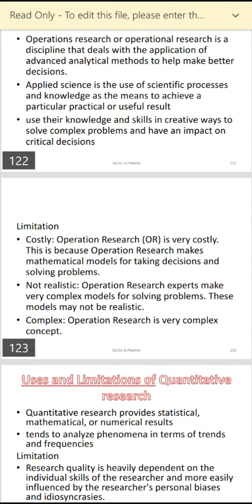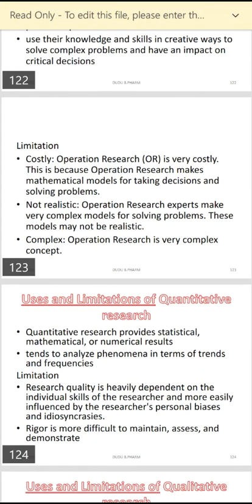They use their knowledge and skills in creative ways to solve complex problems and have an impact on critical decisions. Limitation: research is costly. Operational research is very costly. This is because operational research makes a mathematical model for taking decisions and solving problems. Not realistic. Operational research experts make very complex models for solving problems. This model may not be realistic. It is also very complex. Operational research is a very complex concept.